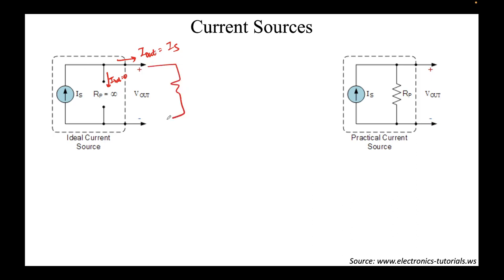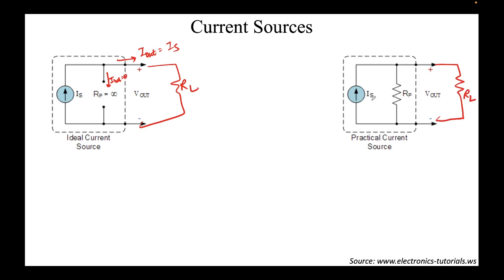So we are applying some load here. Let's assume it's a resistive load. It can be a capacitor, it can be anything, but for simplicity, let's assume RL. The current that is being supplied to RL will exactly be equal to IS. Now let's analyze the same situation over here. Let's apply the same load RL over here.